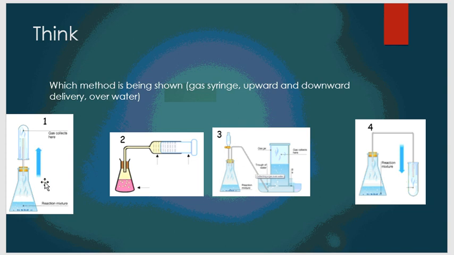Okay, so the first one, you can see that the gas is moving upwards. That is upward collection. This one, you can see the syringe. So that is the gas syringe method. This one, there's a water trough. So that's the over water. And then the last one, it's going downwards. So that is the downward delivery.